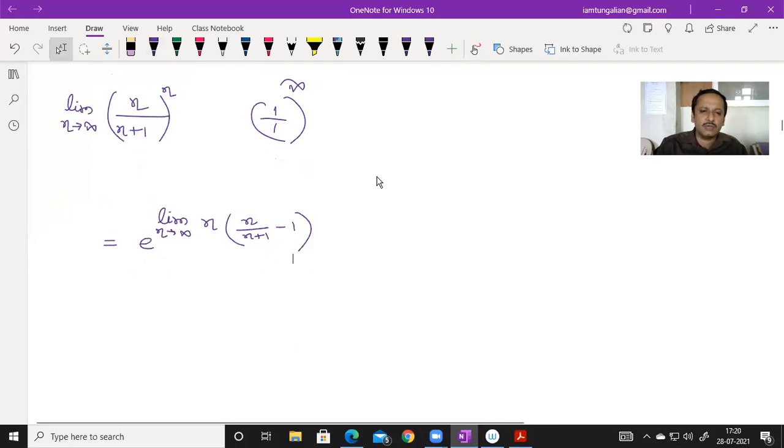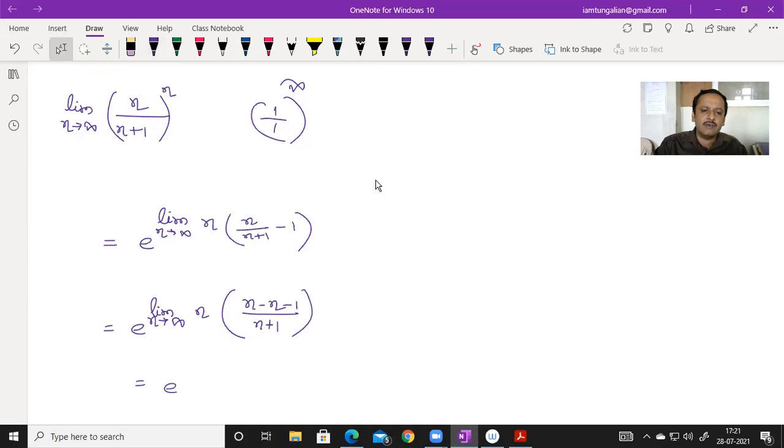Okay, this is equal to e to the power limit n tends to infinity n into, I'll take LCM, LCM is n plus 1, numerator will be n minus 1. Here n gets cancelled. So n gets cancelled, minus 1 is there. n into minus 1, that will be minus n divided by n plus 1. e power limit n tends to infinity minus n by n plus 1, that will give you minus 1 as n tends to infinity. So the answer is e power minus 1, which is nothing but 1 by e.